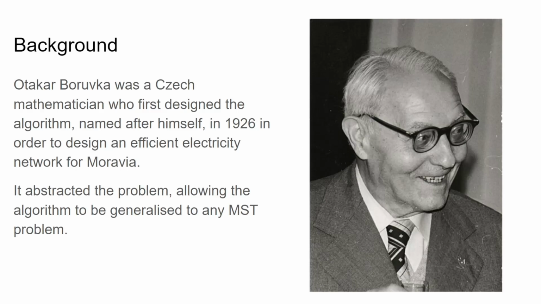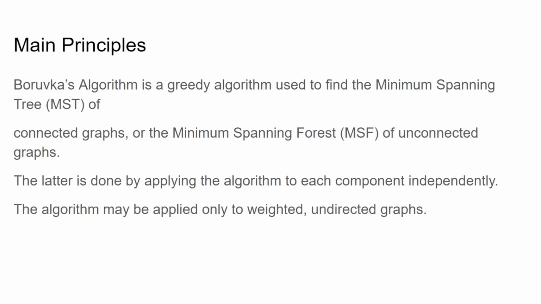Otakar Boruvka was a Czech mathematician who first designed the algorithm, named after himself, in 1926 in order to design an efficient electricity network for Moravia. It abstracted the problem, allowing the algorithm to be generalized to any MST problem.